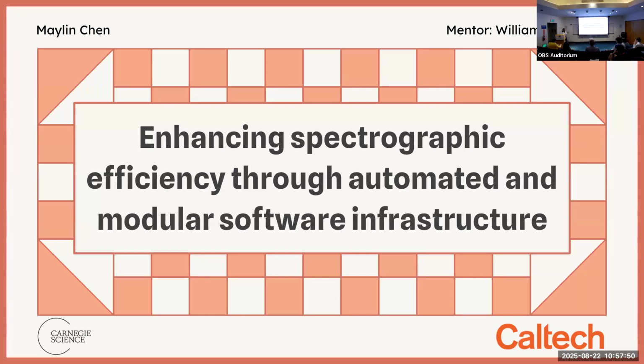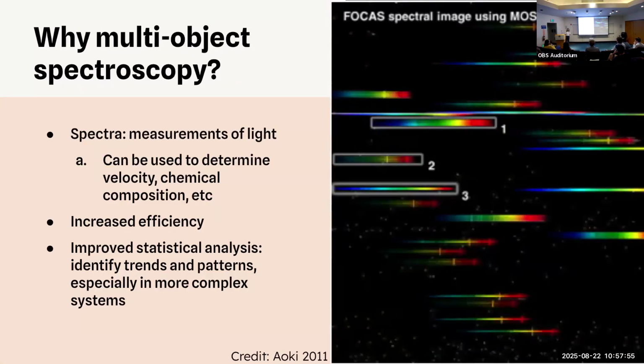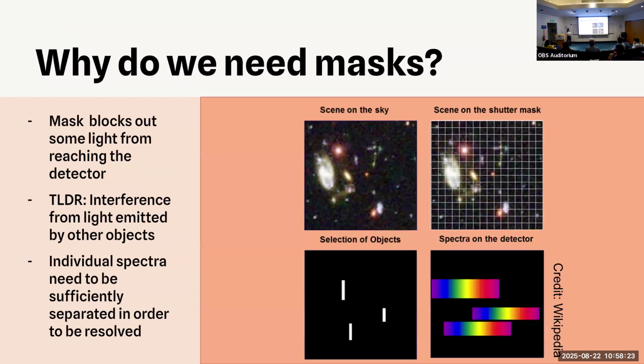All right, thank you so much, Gwen, for that introduction, and let's get right into it. So we all know spectroscopy is an incredibly powerful tool in astronomy. However, compared to traditional spectroscopy, where you're only capturing one spectrum at a time, multi-object spectroscopy is a lot more efficient, which is really nice because there are a lot of objects in the sky we're interested in. So the additional data we can collect is going to help us improve our statistical analyses, especially for more complex systems.